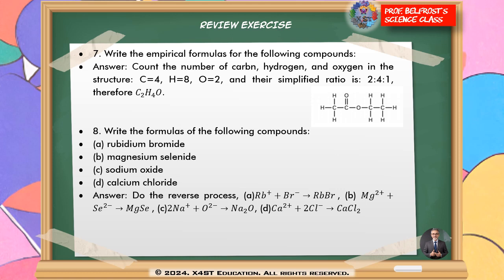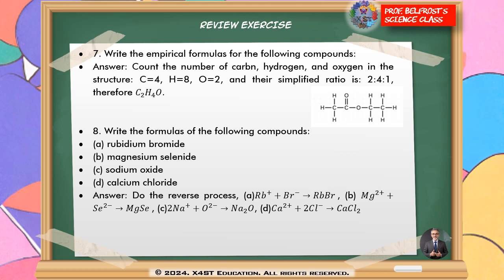Number seven, write the empirical formulas for the following compounds. Please pay attention to the figure on the right side. This is actually very easy, right? You just need to count the number of carbon, hydrogen, and oxygen atoms in this structure, and you find C has 4, H has 8, O has 2, and the simplified ratio is 4 to 8 to 2, which is 2 to 4 to 1. Therefore, the empirical formula for this structure is C2H4O.